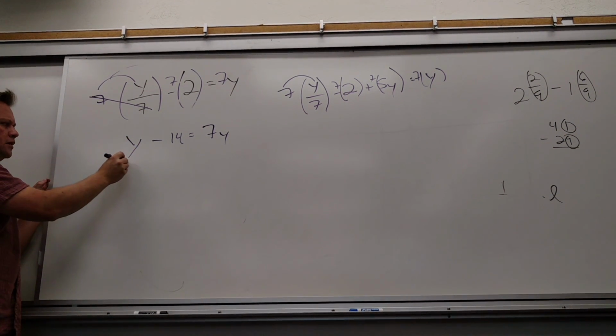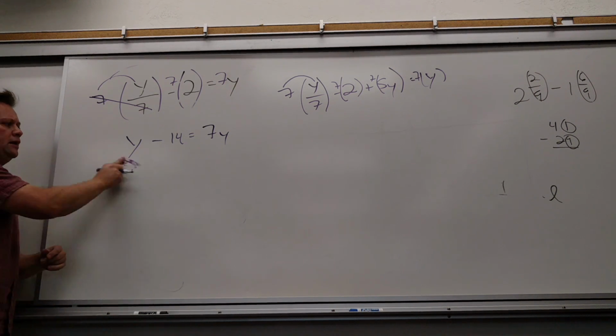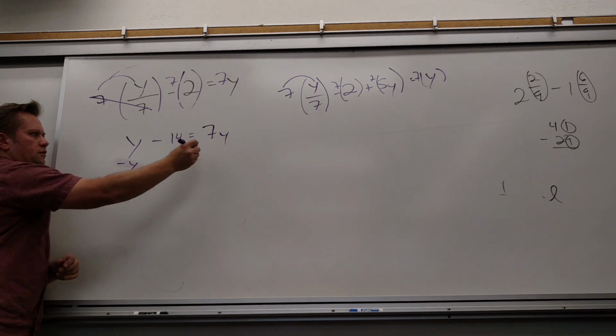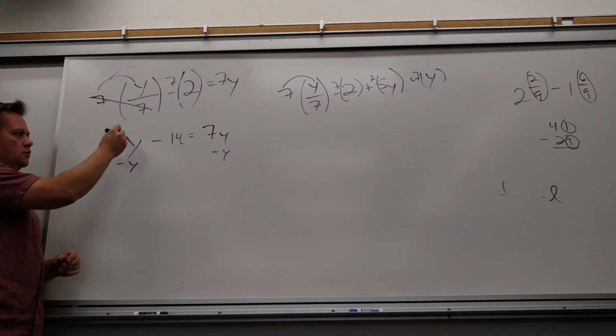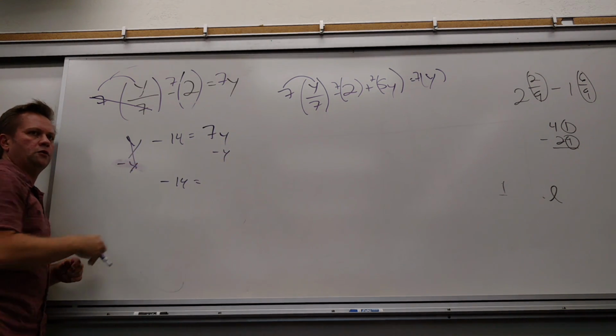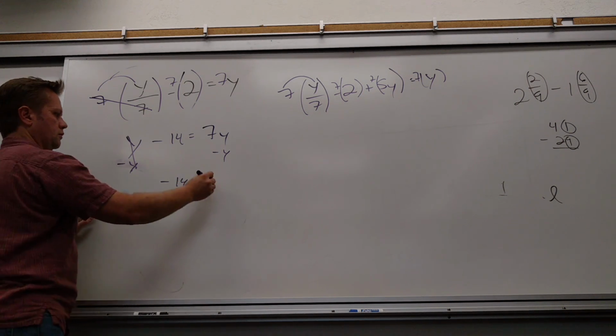Now, I still have people doing this kind of craziness. y plus y is 2y. Just doubled the problem. I don't want any y's over there, so I better make sure that what I do actually kills the problem. Negative, yeah, negative. So negative 14 equals, what's 7 y's take away a y? 6 y's. That's where the 6 came from.